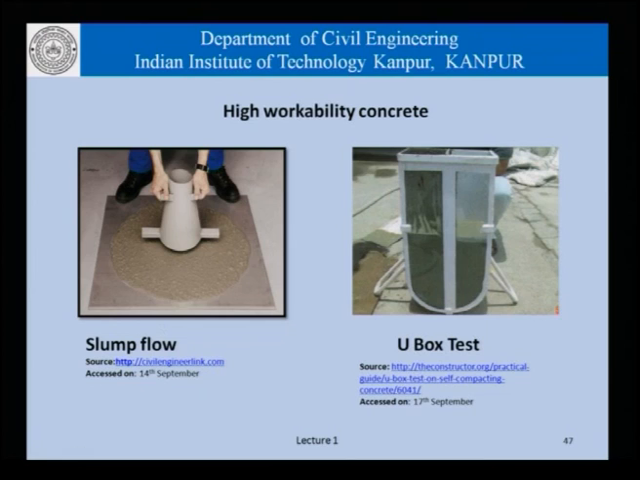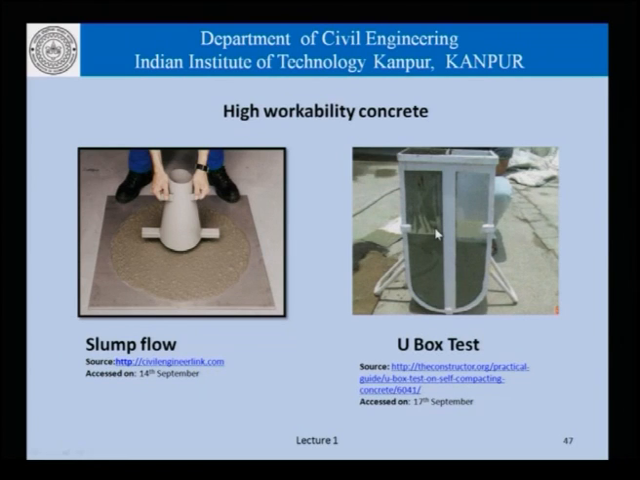An example of special properties of concrete. These two pictures here show high workability concrete, and the method that we use to evaluate the workability of such concretes cannot be the normal methods such as the slump or the compaction factor. There are tests like the slump flow or the U-tube test, which are used. We will discuss this in greater detail, but you can see that the slump flow here is nothing but how much is the spread of the concrete once the slump cone is removed, and this is a U-box test where the concrete is filled on one side of the U, and the barrier in the bottom is removed, and the concrete flows to the other side.